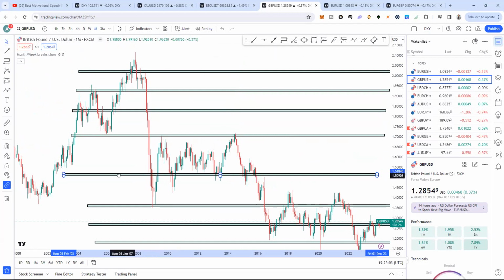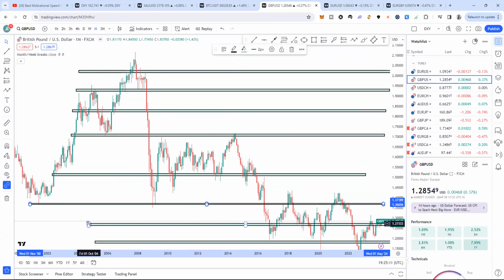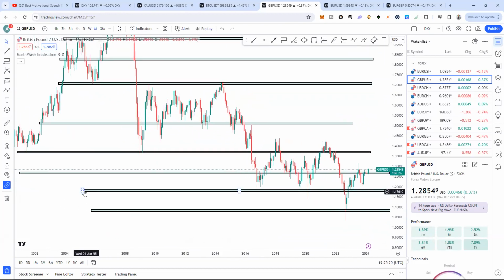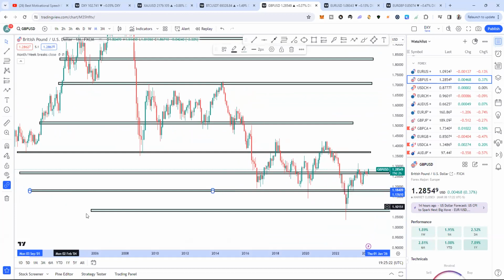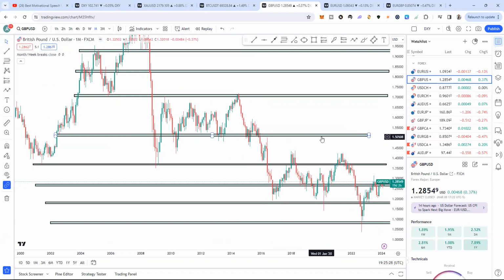Now we have identified all these major zones on our higher time frame. But don't forget that since we are retail traders, we cannot trade on the higher time frame. We cannot just stay here on the monthly time frame. We don't have that money to play around, right? So what we want to do is to scale down. You want to actually scale down to the lower time frame. From the higher time frame, you want to scale down.